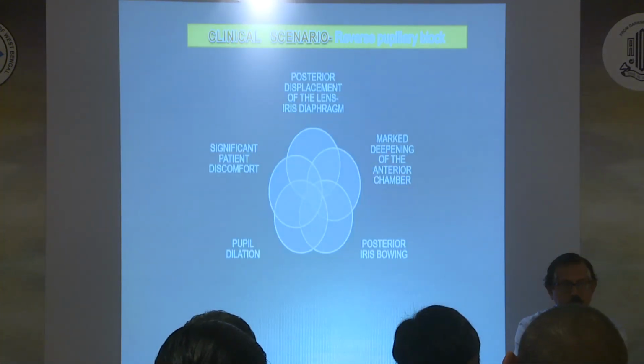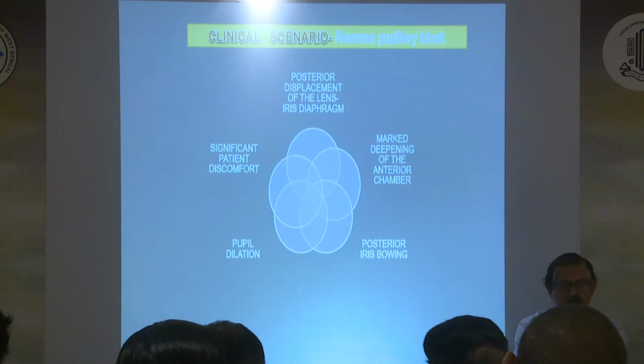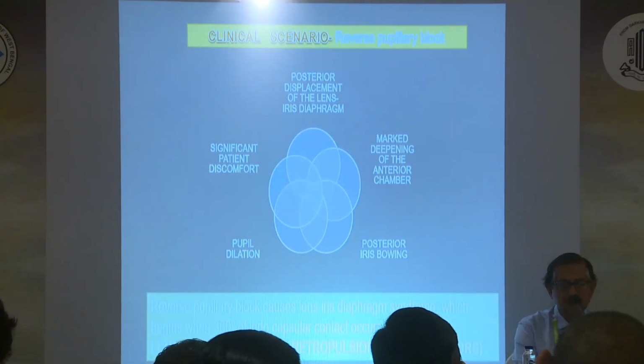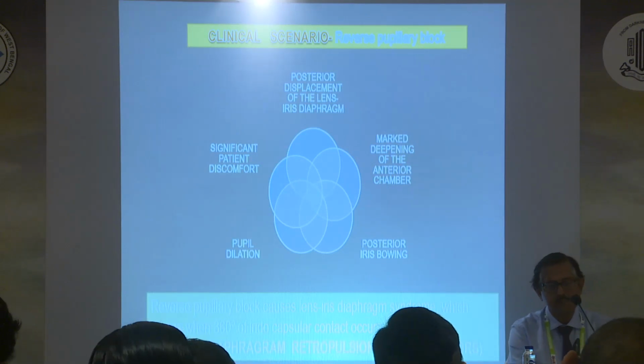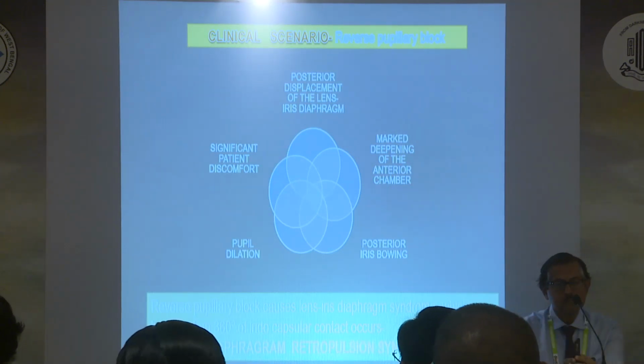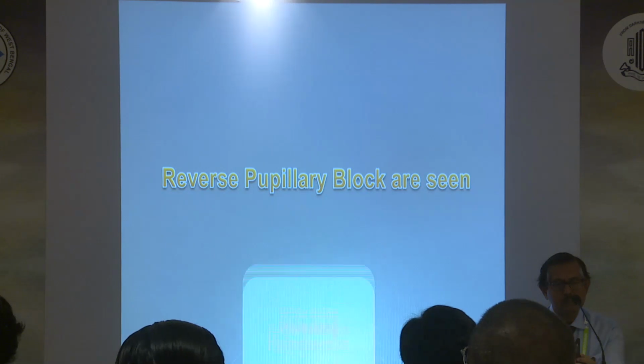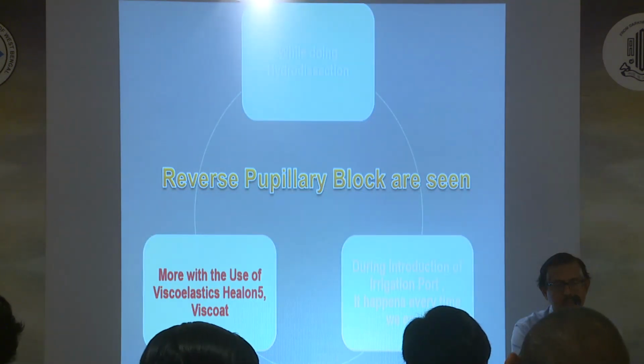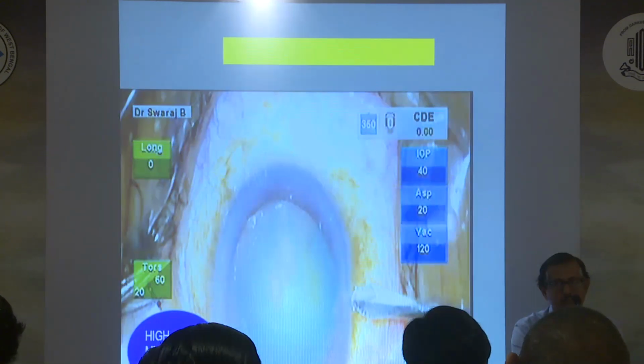The clinical scenario is posterior displacement of the lens iris diaphragm, marked deepening of the anterior chamber, posterior iris bowing, pupil dilatation, and significant patient discomfort. When it occurs 360 degrees, we call it lens iris diaphragm retropulsion syndrome. Reverse pupillary block is seen while doing hydrodissection, during introduction of the irrigation ports, and more with the use of viscoelastic like Healon 5, etc.